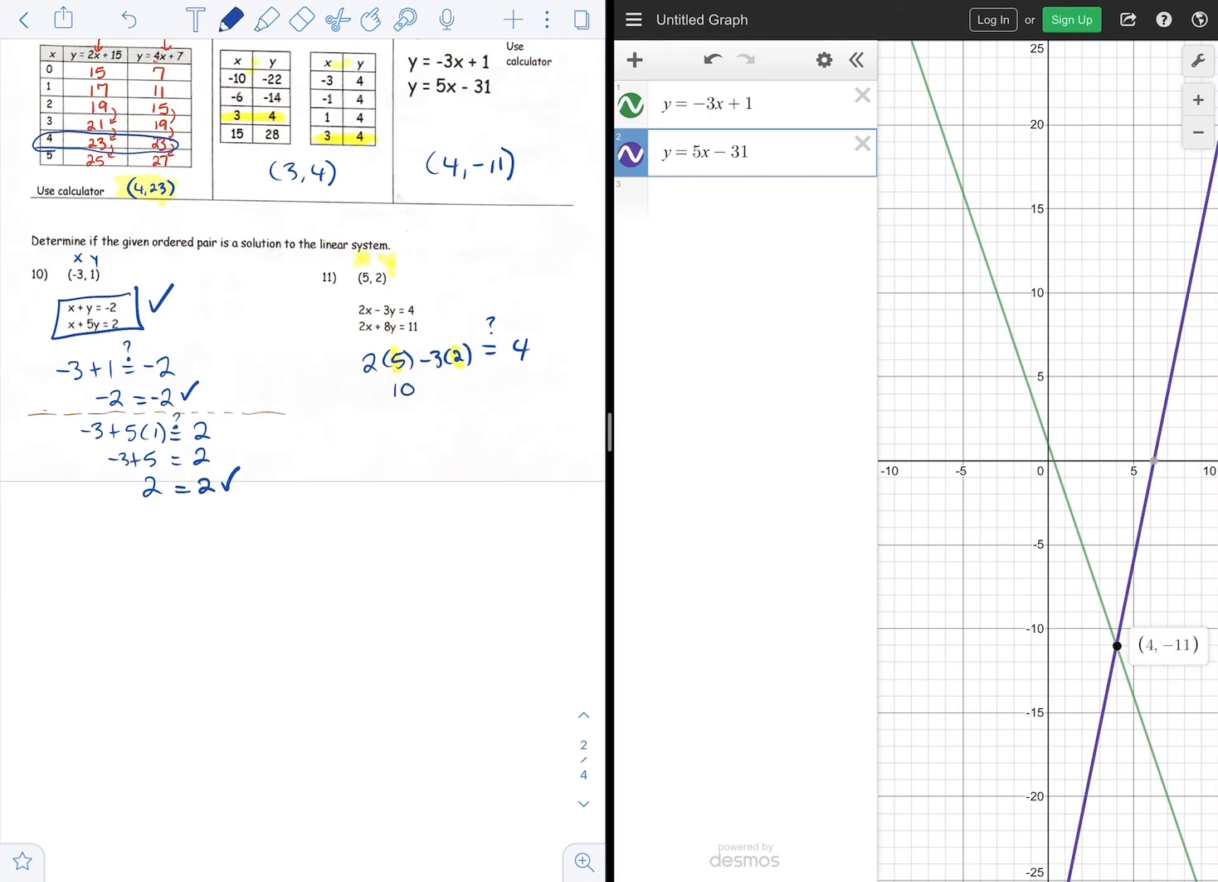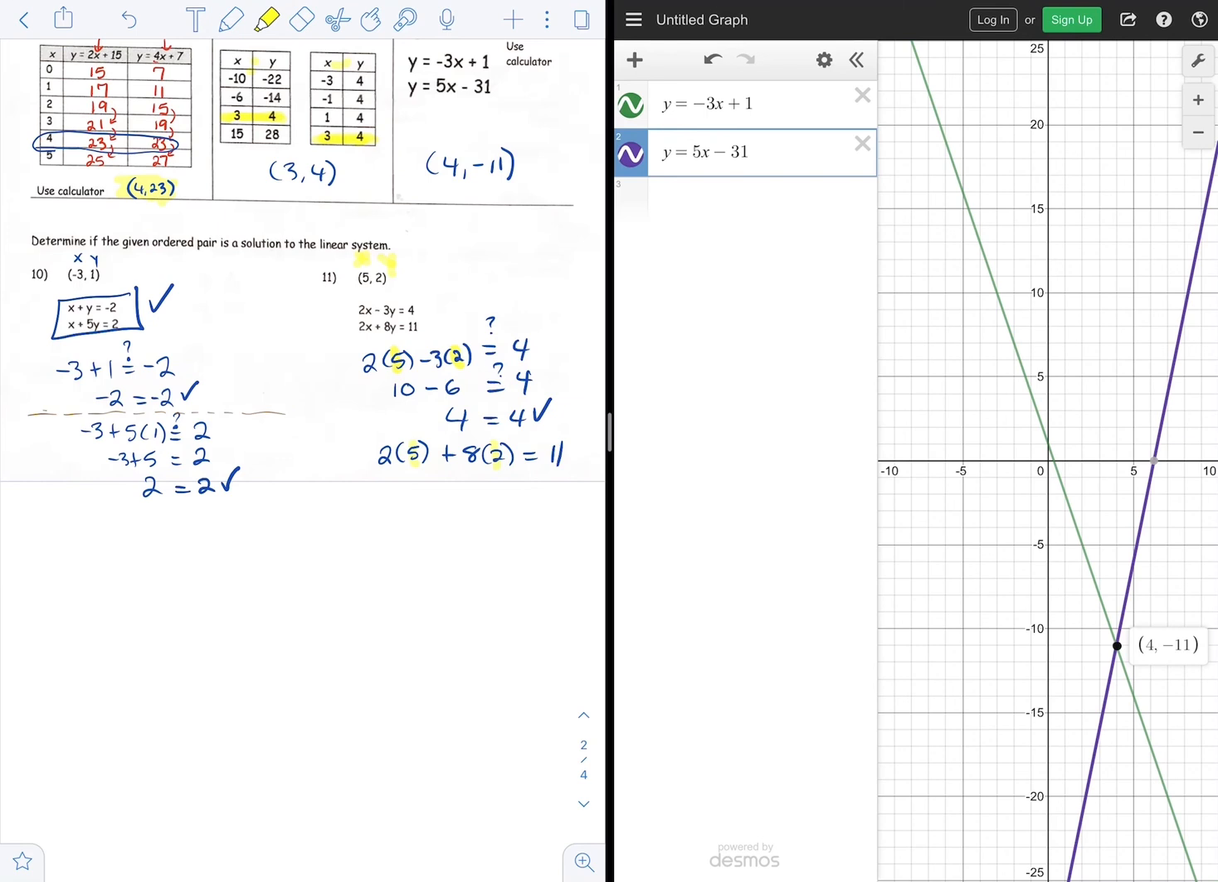So this is 10, and then 3 times 2 is 6, so 10 minus 6, is that equal to 4? Well, yes, it is. Therefore, we know 5, 2 is true for 2x minus 3y equals 4. It is a point on that line. But now we need to check 2x plus 8y equals 11. So it becomes 2 times 5 plus 8 times 2 equals 11.